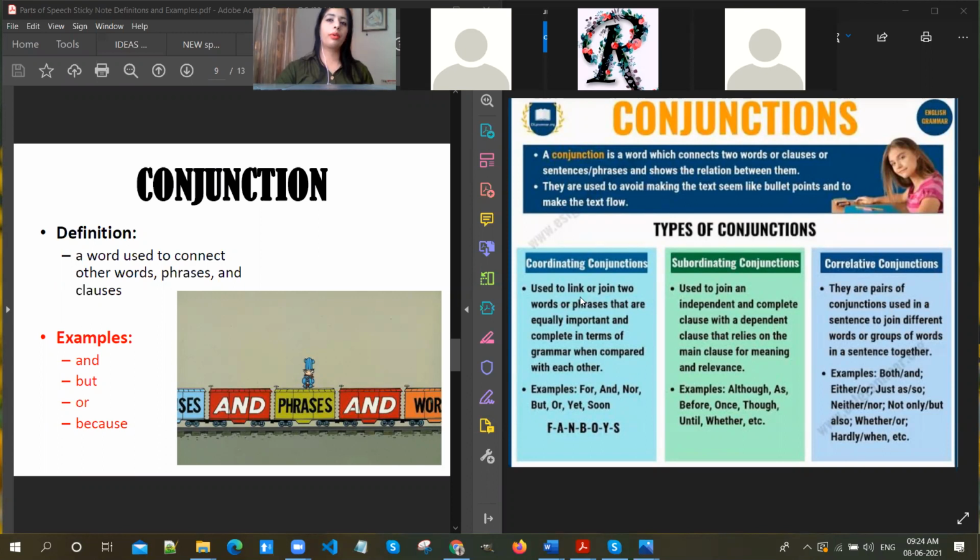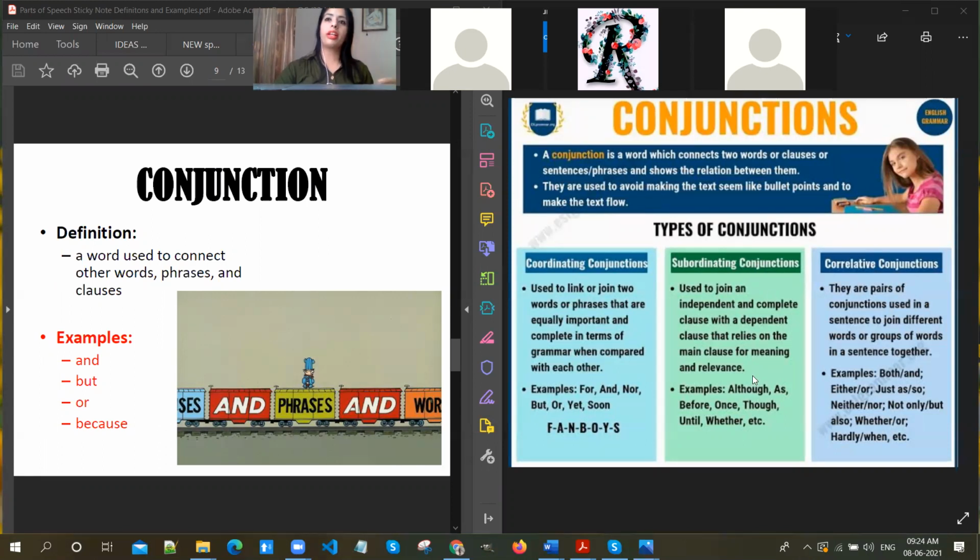These are used to link or join two words or phrases that are equally important and complete in terms of grammar when compared with each other. Right? When you use any one of these 7 conjunctions, compound sentences are formed. I will let you know what compound sentences are, right? But next is subordinating conjunctions.